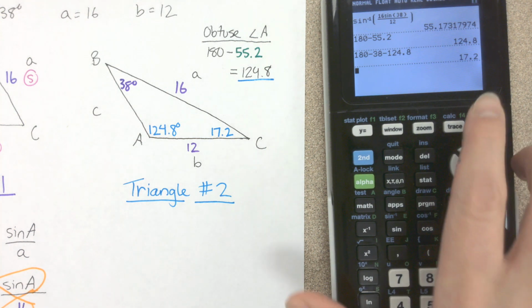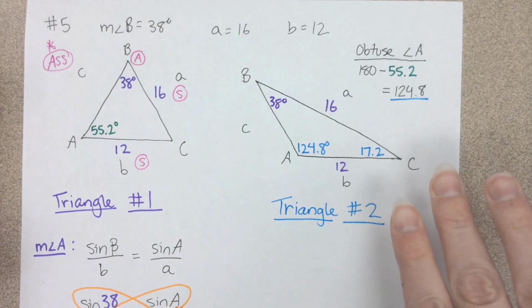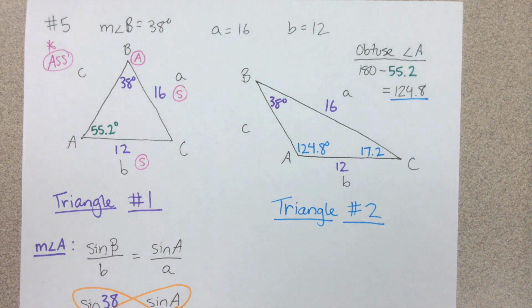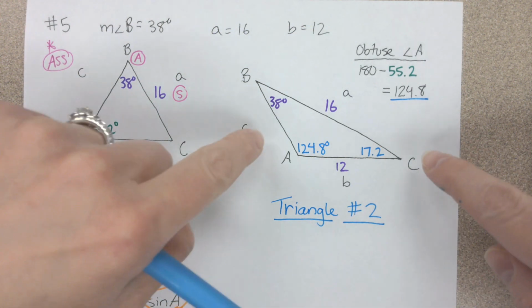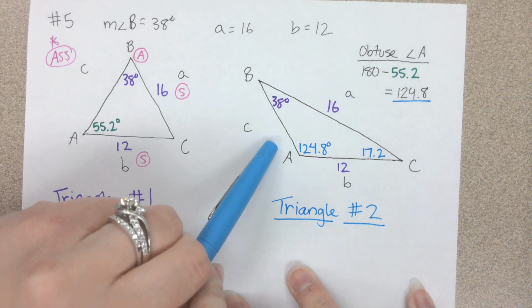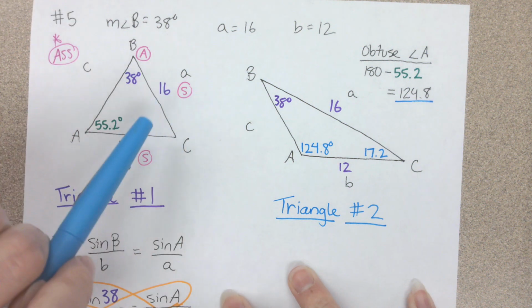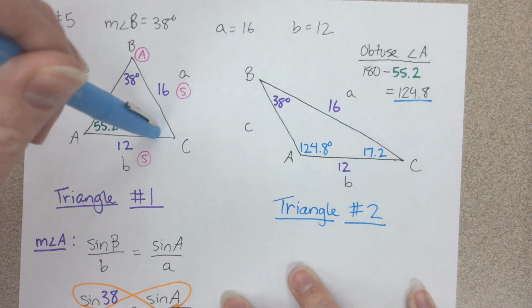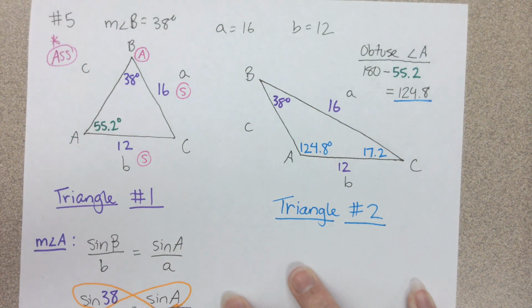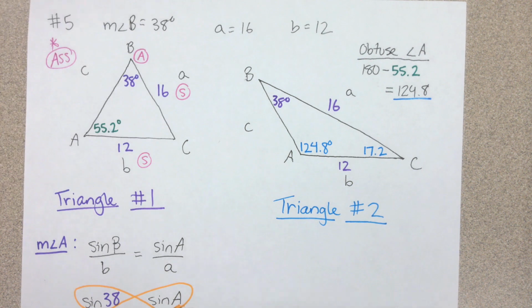We are almost done. So from here, let's take a step back and see what we need to do. For the second triangle, we still need to find side C, and that's it. For the original triangle, because we're not done with the original triangle, we still need to find angle C and side C. So angle C will only take a moment to find. We can use 180 to get there.